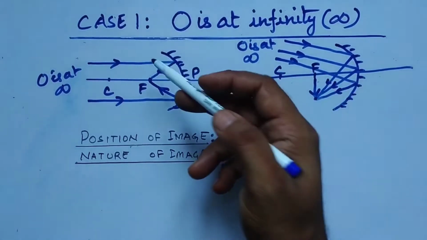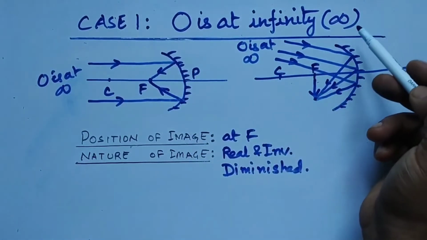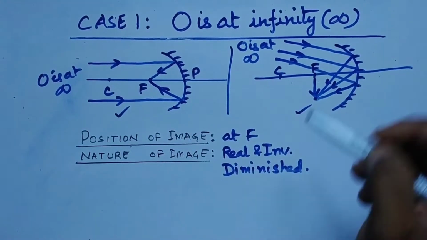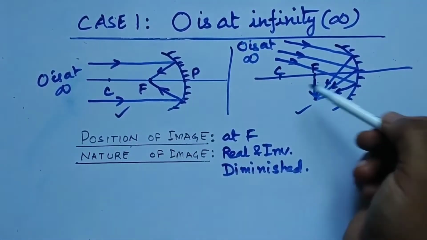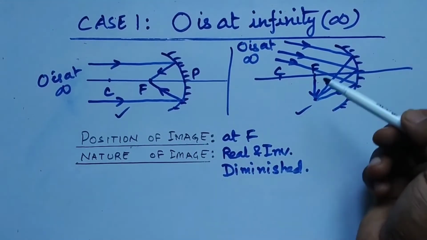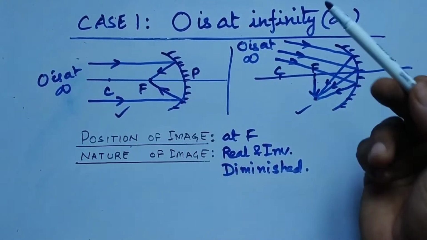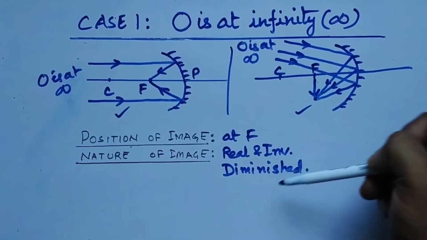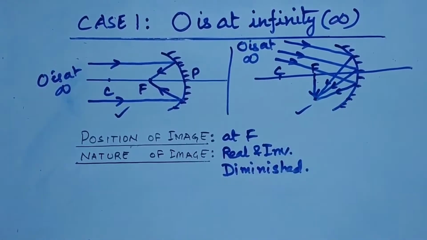So for this first case, when the object is at infinity, you can make use of either this diagram or this diagram. तो दोनों डायग्राम आप कोई से भी इनमें से ड्रॉ कर सकते हैं. दोनों के केस में क्या हो रहा है, ऑब्जेक्ट अगर इन्फिनिटी पे है तो इमेज will be formed at focus and nature will be real, inverted and diminished in both the cases, and you can draw any of the two diagrams.